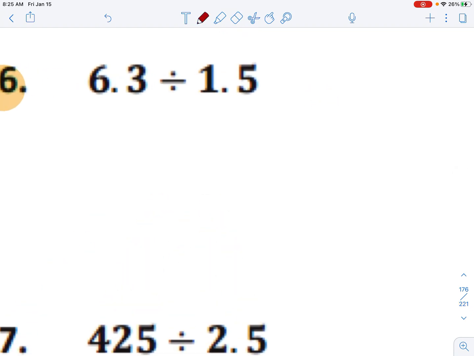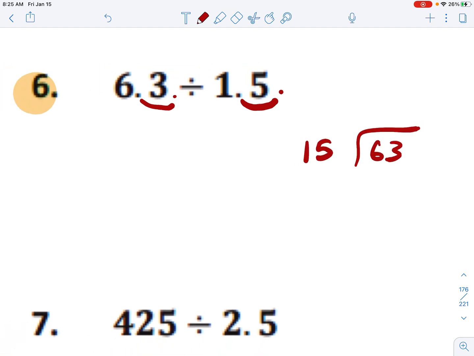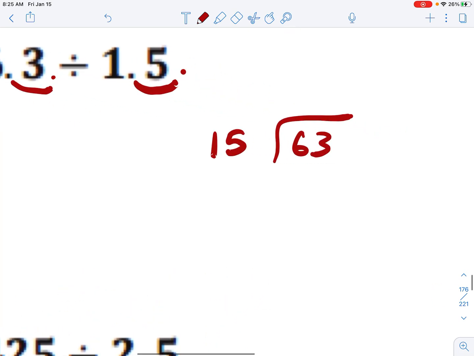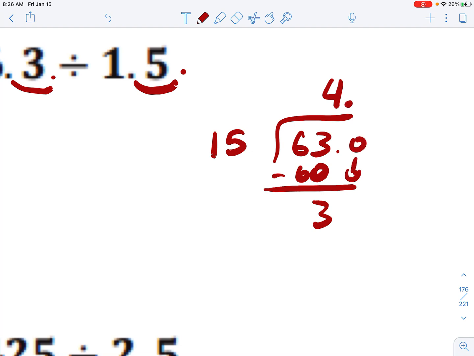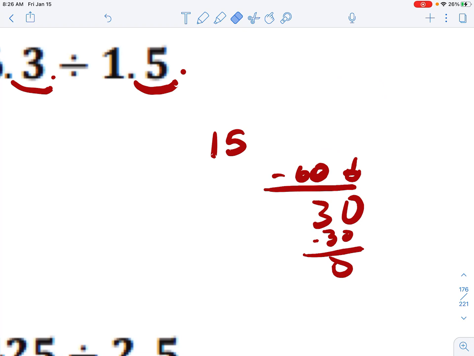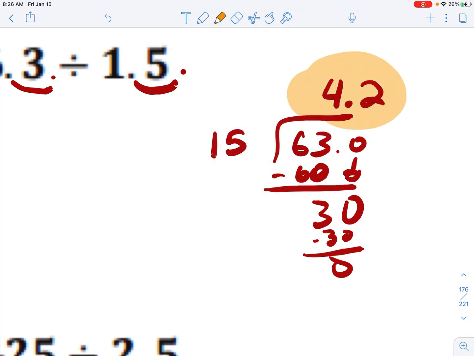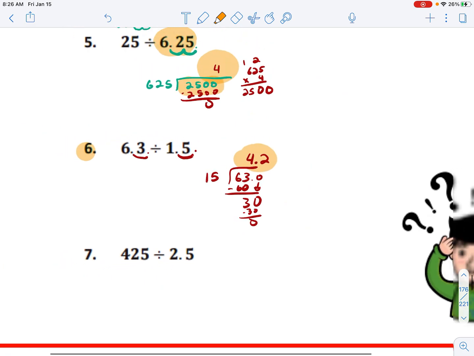My first problem is 6 3/10 divided by 1 5/10. I need to move the decimal one space over. So my problem turns into 63 divided by 15, okay? 15 is going to go into 63 4 times, and it's going to be 60. Okay, and I have a remainder of 3, so I have to add a decimal, bring the decimal straight up, and drop the 0. 15 is going to go into 30 twice with no remainder, so my answer comes out to 4 2/10.